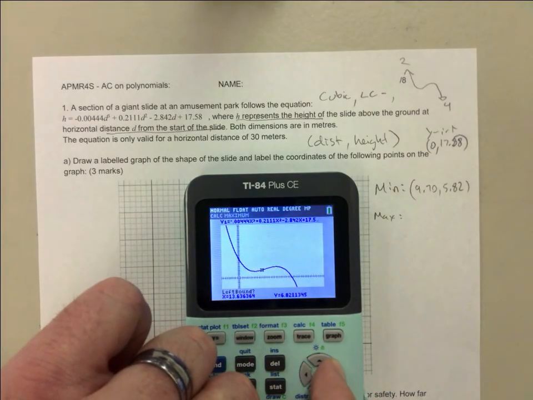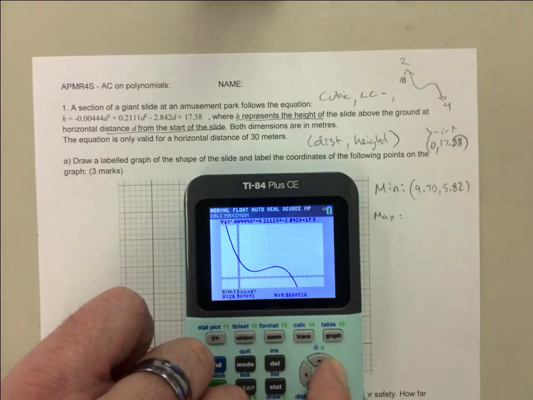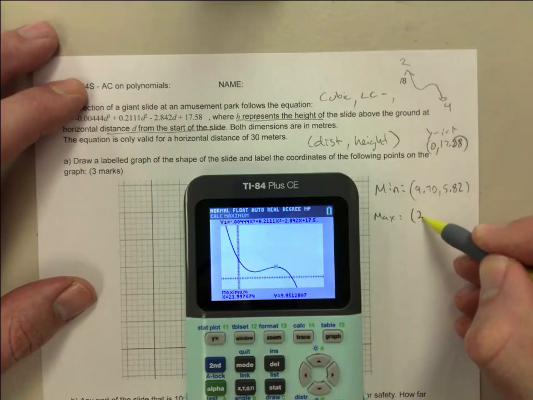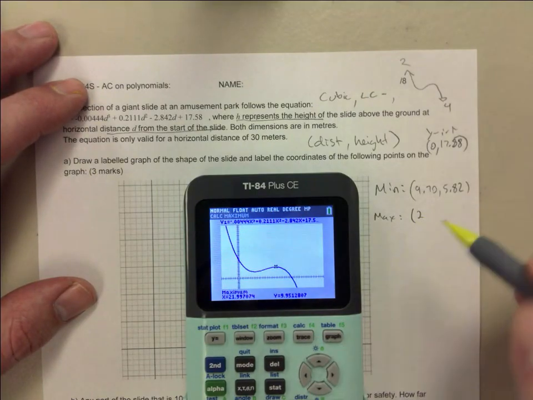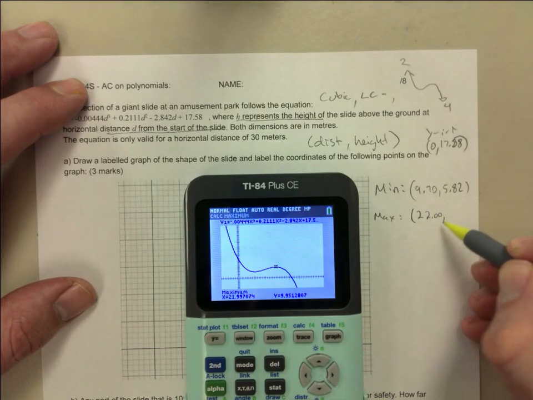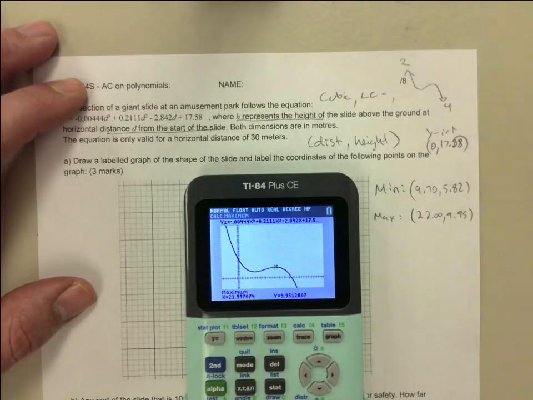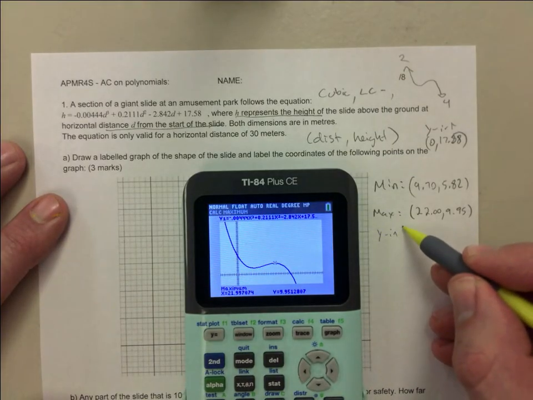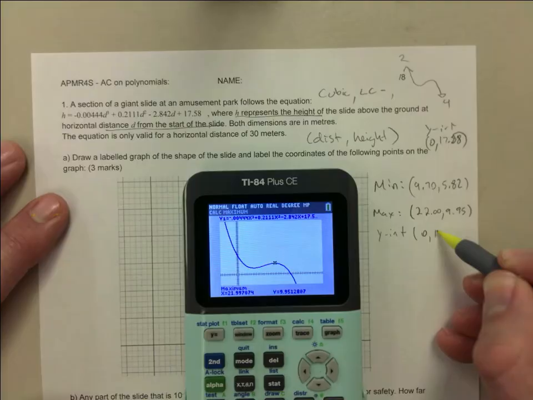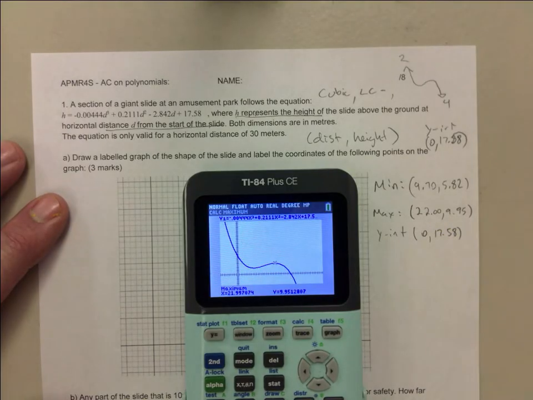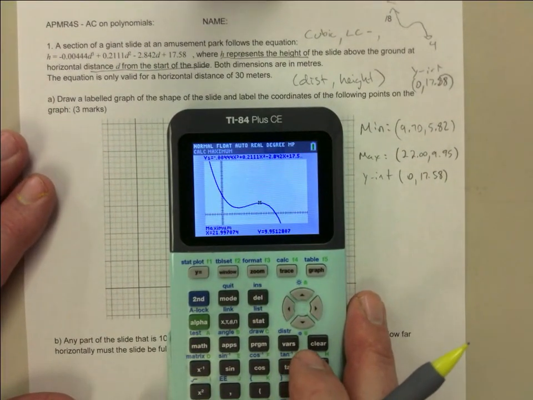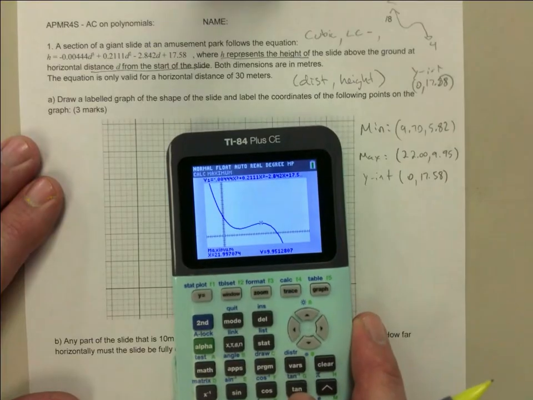And then the max, this one right here, second trace max, focus in on that. So enter, enter, enter. So there you have 22 basically, 21.997. That's 22.00 technically, 9.95. So that is an important point. I'm going to throw in the y-intercept into the mix. Okay, I know that already. I don't even need the calculator for it. I think there's enough there already.